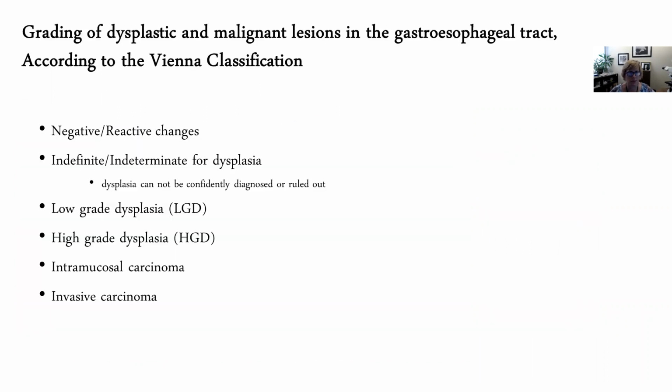According to the Vienna Classification, this is the pathway of changes that we look at when we're diagnosing normal versus indefinite versus low grade, high grade, and then intramucosal and invasive adenocarcinoma. And the Vienna Classification was an attempt to try to get all pathologists to call the same things in the same way, using the same language so that they could be more comparable and easier for clinical groups to understand.